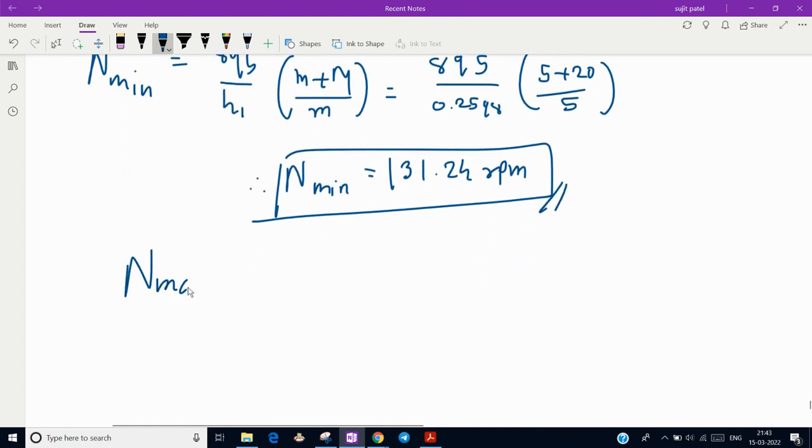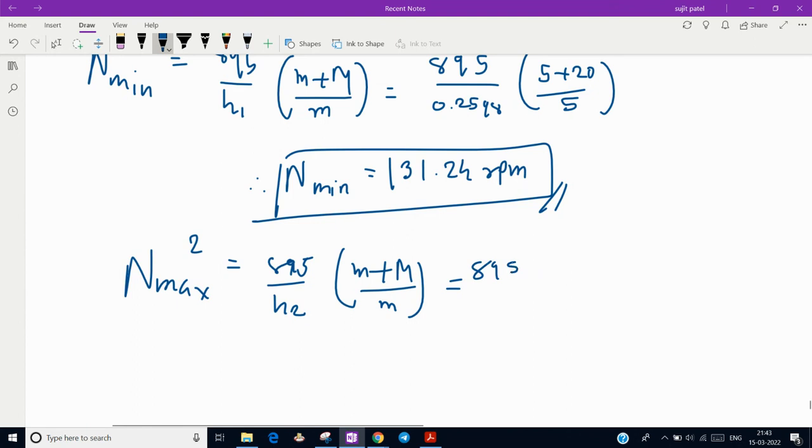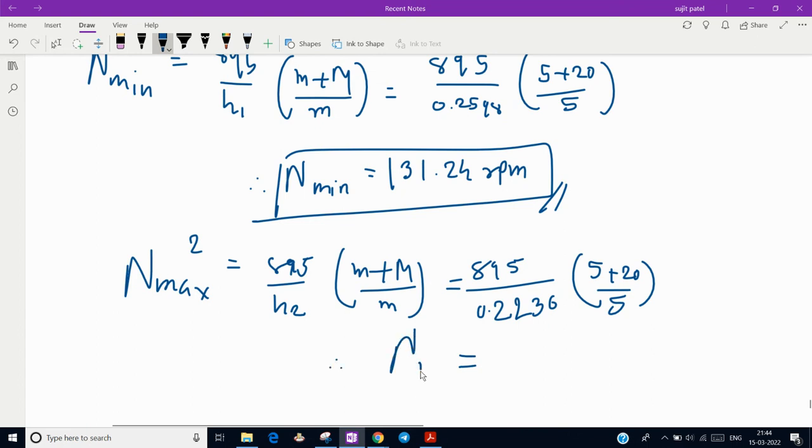Now the corresponding maximum speed for height h2: that is 895 divided by h2 into small m plus capital M divided by small m. It will be 895 divided by h2, which is 0.2236 in meters, and here 5 plus 20 divided by 5. When you take the square root of this, you will get the maximum rpm, which will be 141.46 rpm.